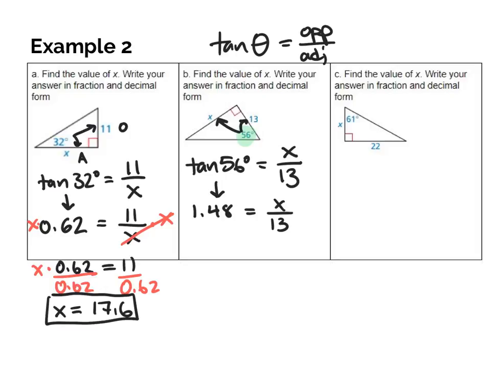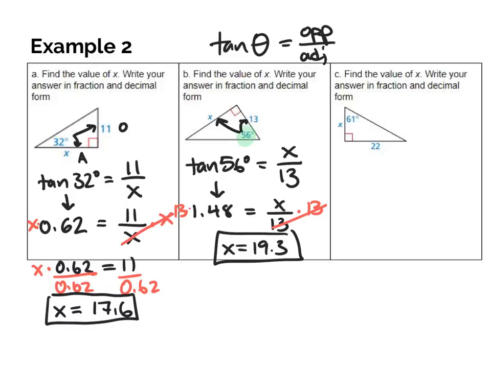Now, to solve this one, because x is on top, I'm going to multiply both sides by 13. So I'm going to take 13 times 1.48, and I will get my answer, about 19.3. And again, 19.3 is a rounded answer, rounded to the tenths. If I were to ask you to round to the hundredths, I would do two decimal places, which would be 19.27.